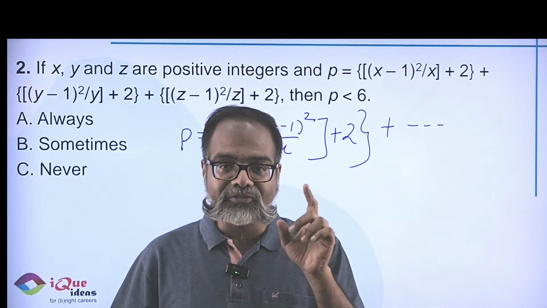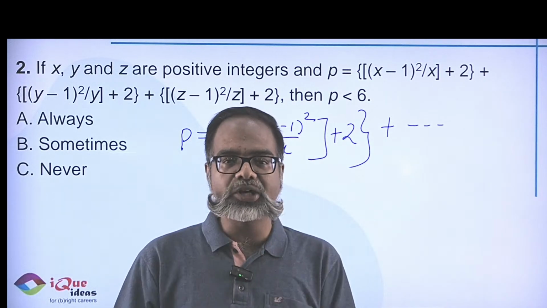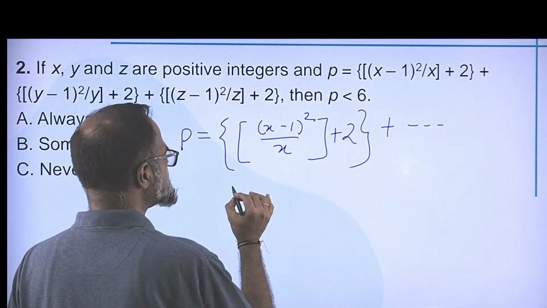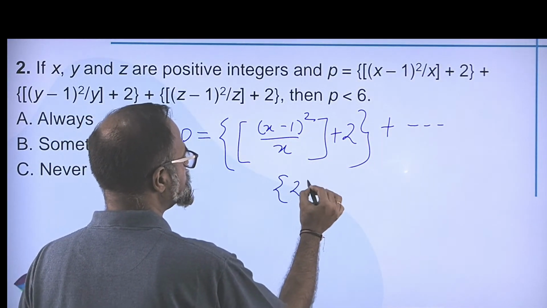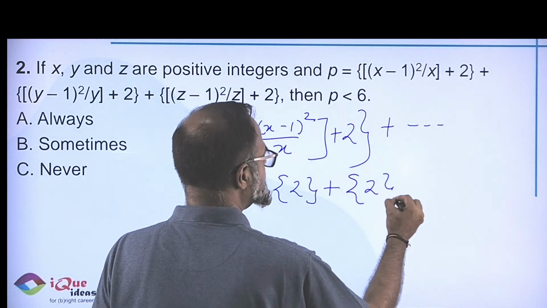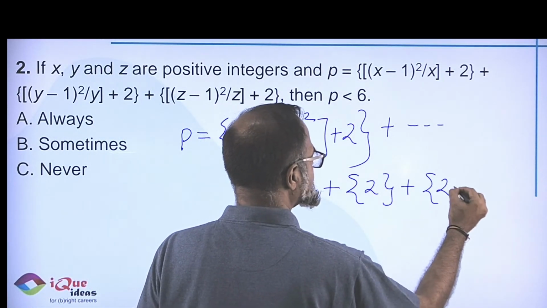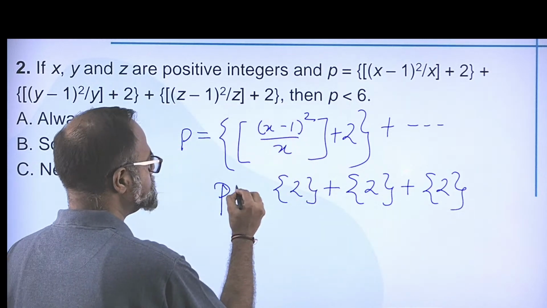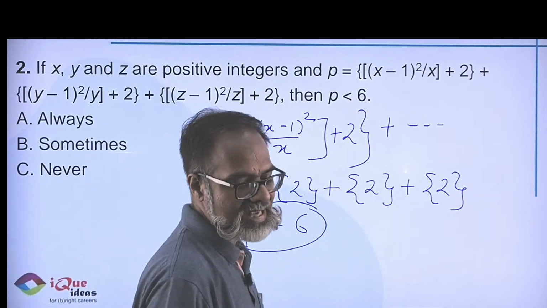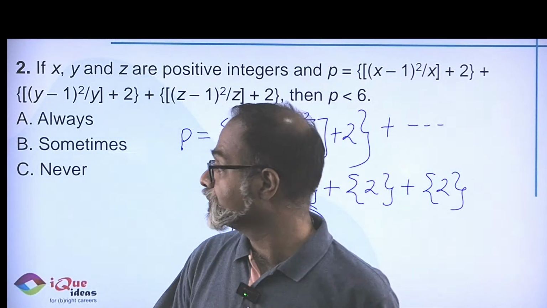So the first thing is going to be either 2 or greater than 2, right? The smallest possible value for the first bracket is 2, and because everything is symmetrical, the smallest possible value of the second and the third bracket is also 2, which means the value of P is definitely equal to 6 as the smallest possible value, right?